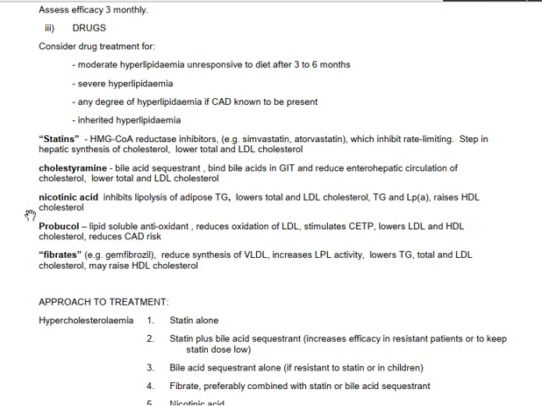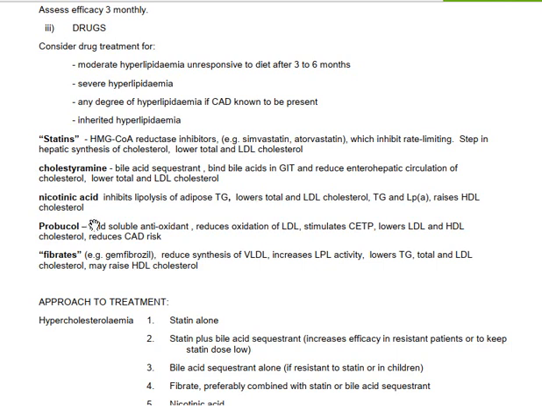Now we have probucol. Probucol is a lipid soluble antioxidant, and it's going to reduce the oxidation of low density lipoprotein. We need to know that low density lipoprotein itself does not cause atherosclerosis. Is it clear? What causes atherosclerosis is oxidized low density lipoprotein, which is located at the level of the tunica intima of the blood vessels. What is bad about oxidized low density lipoprotein is that it cannot be broken down. Is it clear?